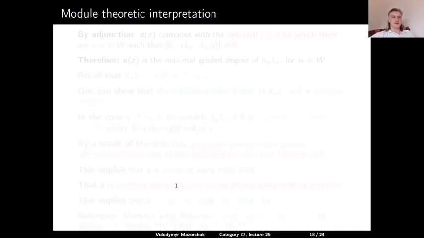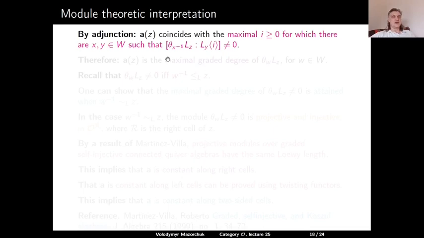Here is the module-theoretic interpretation of the A function. So using adjunction, we easily see that A of z coincides with the maximal possible non-negative integer I, for which there exist elements x and y in W, such that applying theta x inverse to Lz has the subquotient Ly shifted by I. So we start from degree 0, apply all possible projective functors, and look at the maximal possible shift which appears in the obtained graded module in a non-zero way.